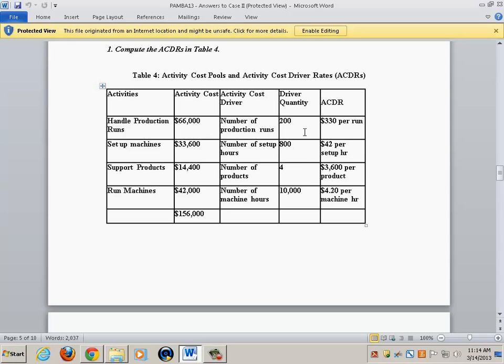And now the rate by the objects for the activities of handling production runs, the divides is 3 run.